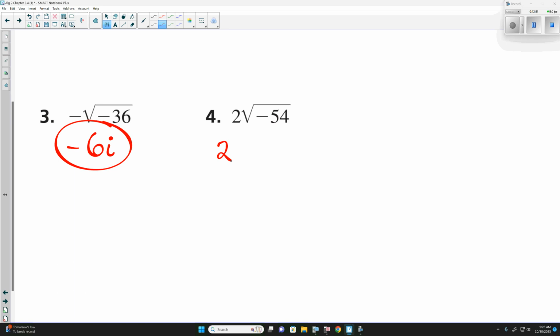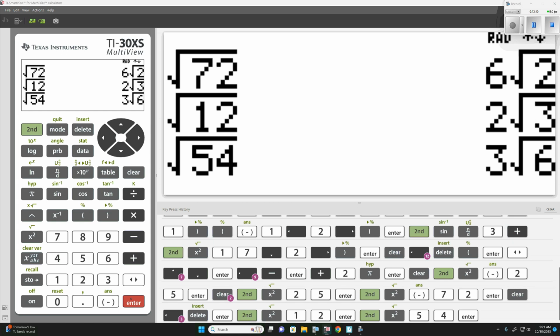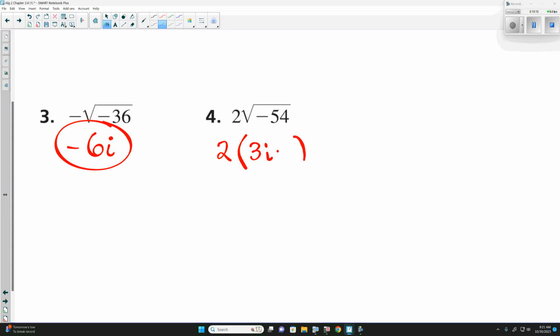2 times, well, square root of negative 54, the negative is going to come out as i. 54 is not one of our perfect squares. Square root of 54 is 3 square roots of 6. The square root of negative 54 would be 3i square roots of 6. Last thing we have to do is multiply it, giving us 6i square roots of 6. Questions on this here? Any questions on anything we've done so far?